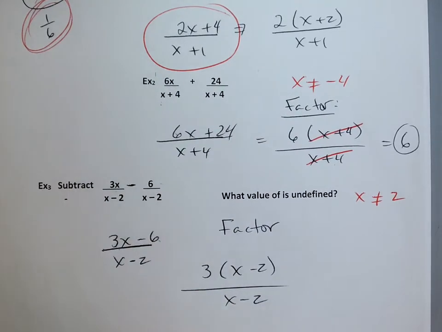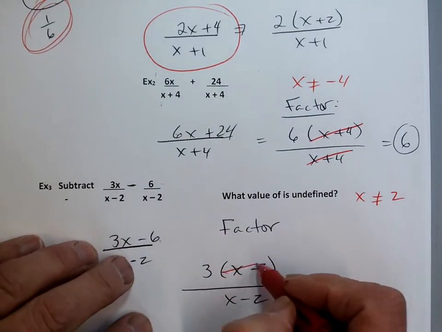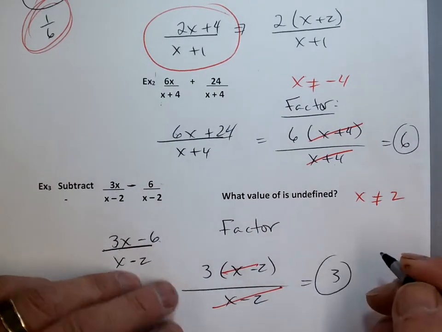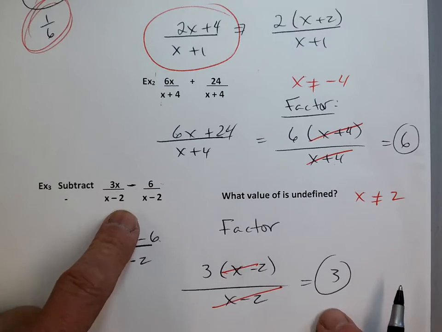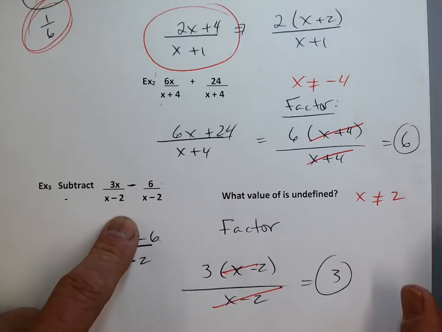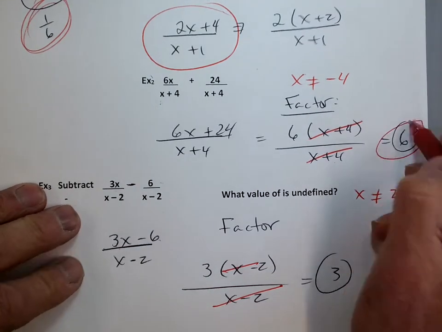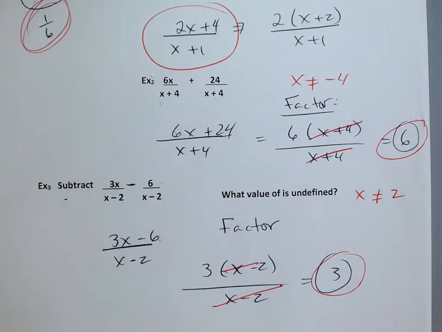If I cancel, here's the fun part, x minus 2 with x minus 2, then I'm left with a value of just 3. Okay, that's much better than what I had. So if they will factor and cancel, awesome. If they don't, then you just have to take the answer the way it is. But if they do factor and reduce, that's a better answer.